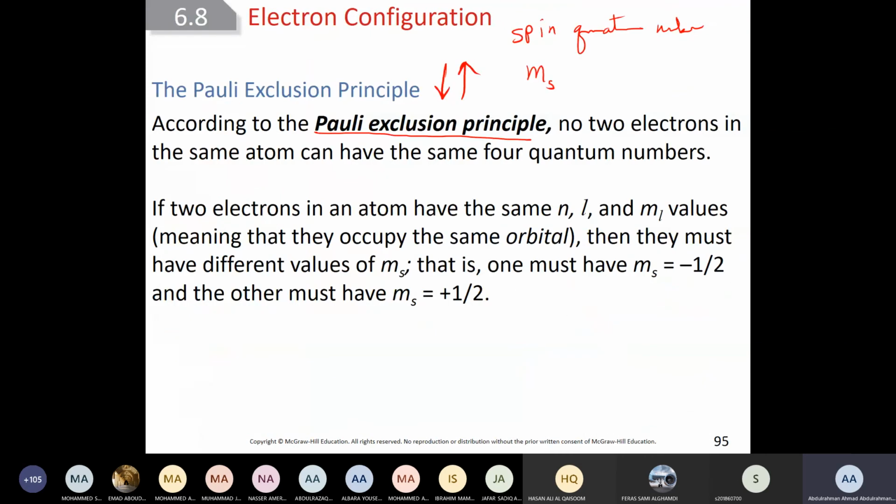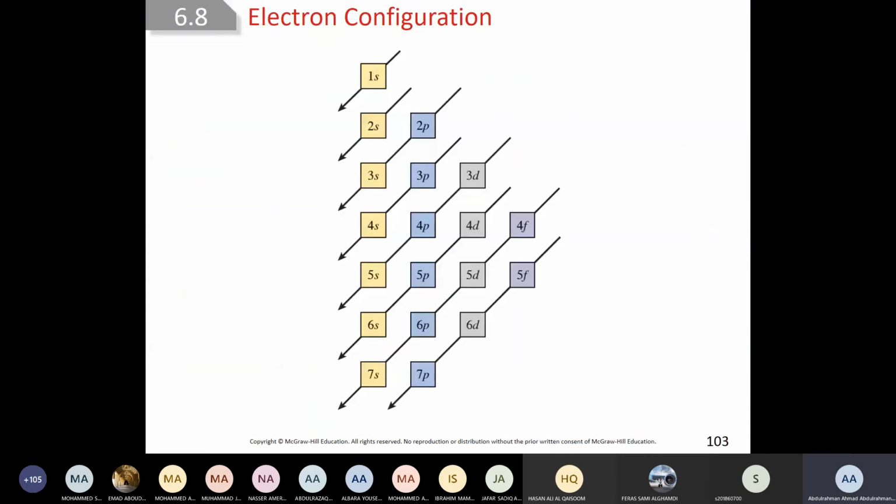Now I'll give you this diagram. Again, I want you to sit down today and memorize it. It's very easy. When n equals 1, there is only one s. You cannot have more than this. When n equals 2, there is 2s, 2p. When n equals 3, there's 3s, 3p, 3d. And when n equals 4, 4s, 4p, 4d, 4f. And when n equals 5, there is actually another box here, but we are not going to reach it, and that's why we did not draw it.